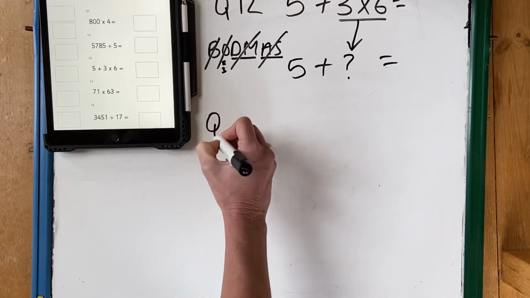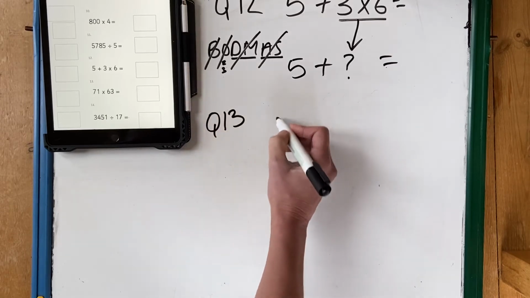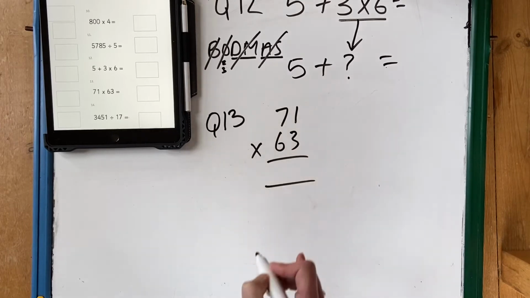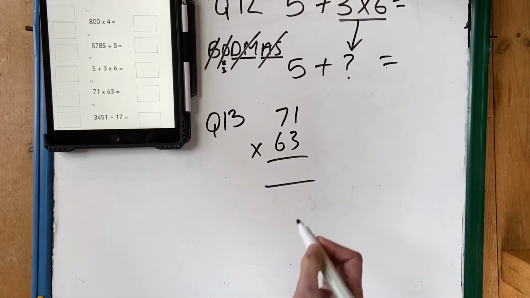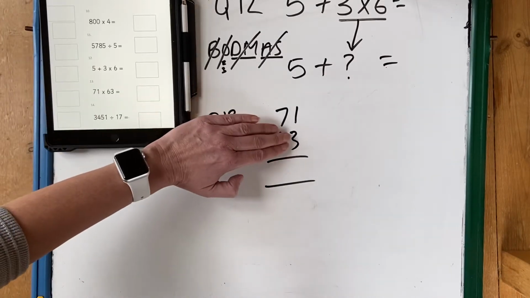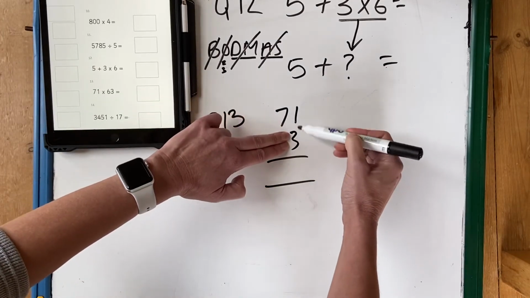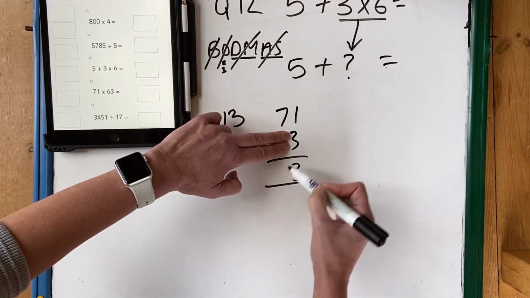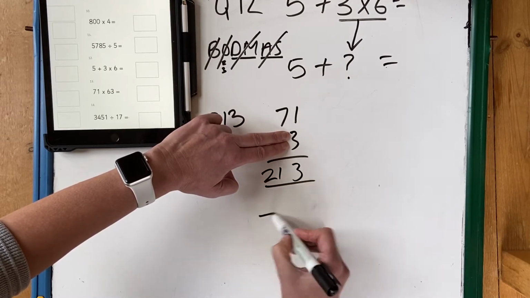Question 13. 71 multiplied by 63. So, do you remember we did this last week where we covered up the 6? 1 times 3 is 3. 7 times 3 is 21.